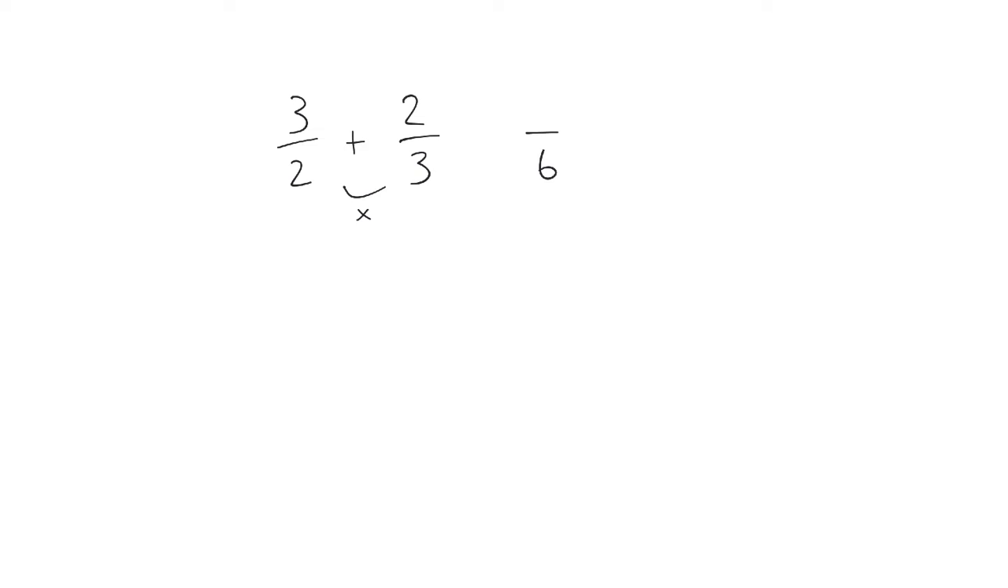Now, to get 2 to 6, we need to multiply by 3. So we're going to multiply the top by 3 as well. And we're going to end up with 9 over 6. And we're going to add that to whatever the common denominator is for this one. So we're going to multiply 3 by 2 to get to 6, and then we're going to multiply 2 by 2 as well. And that's going to leave us with 4.